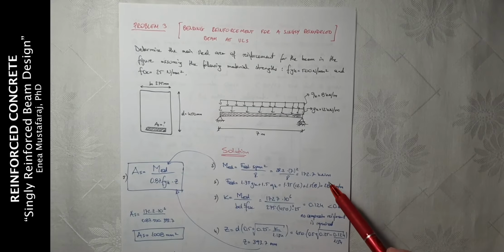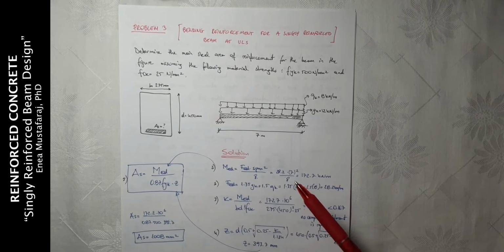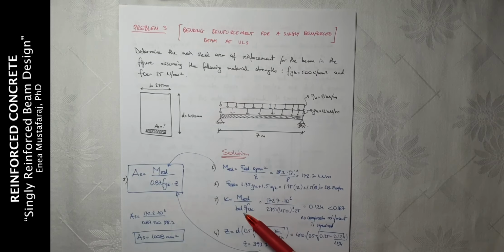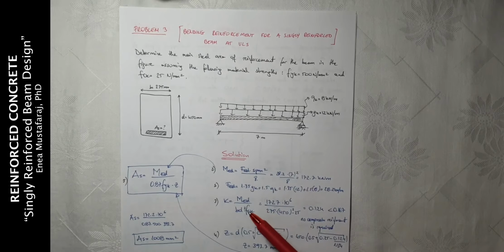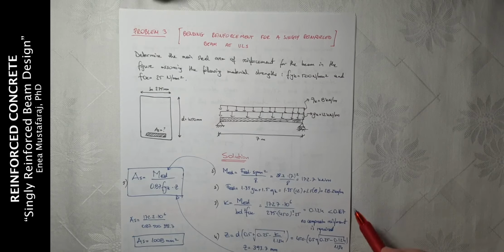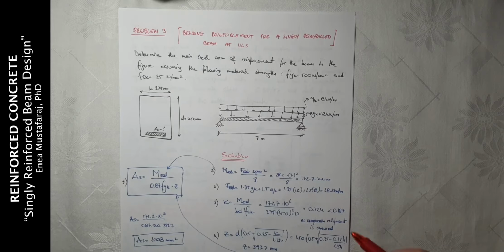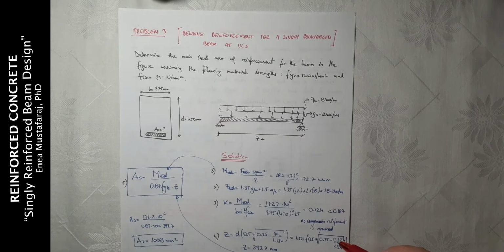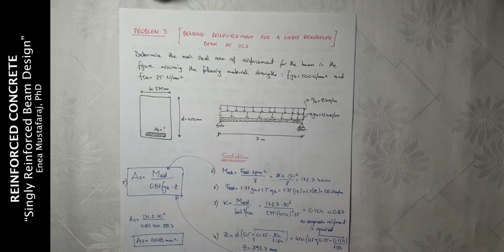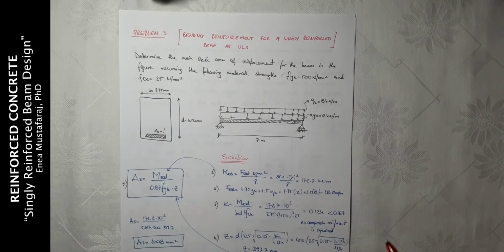Then we need to find Z, but to find Z, we need to know the value of K. For this reason, we need to calculate K, and K will be equal to applied moment divided by b d squared fck. We know all the variables here, so we find that K is 0.124, which is less than 0.167. So we say that no compression reinforcement is required. After calculating K, we can calculate Z, which is 393.7 millimeters.